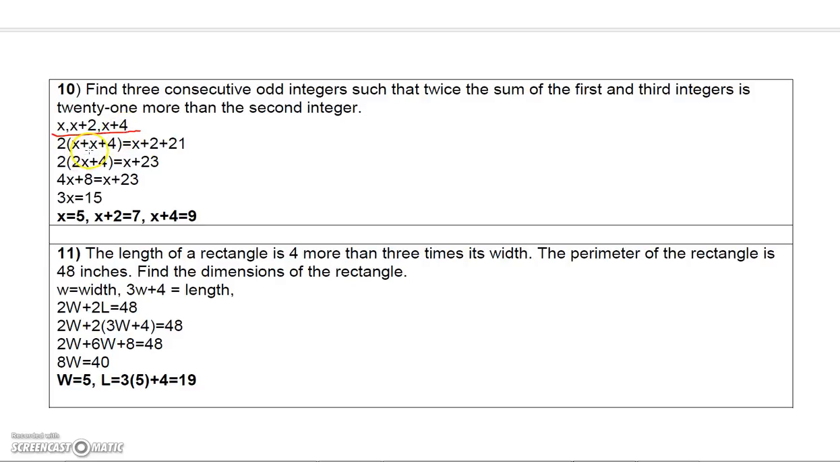So it says twice the sum of the first and third. So if I add the first integer to the third integer and then double it, I get 2 times 2x plus 4, and that has to equal the 21 more than the second integer. So it would be the second integer plus 21, and that equals x plus 23. And then all you have to do is multiply this out, get 4x plus 8 equals x plus 23, and then subtract x, and you get 3x equals 15. So therefore, divide by 3, x is 5, x plus 2 would have to be 7, and x plus 4 would have to be 9.